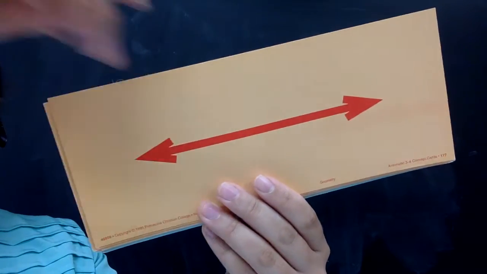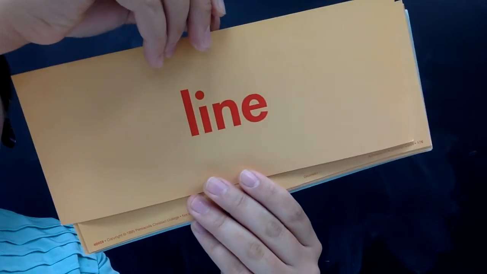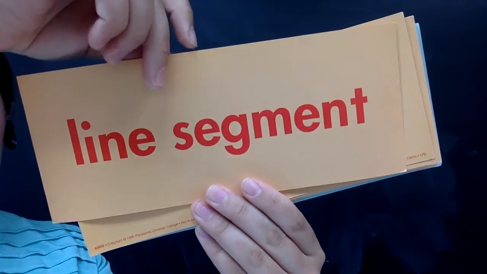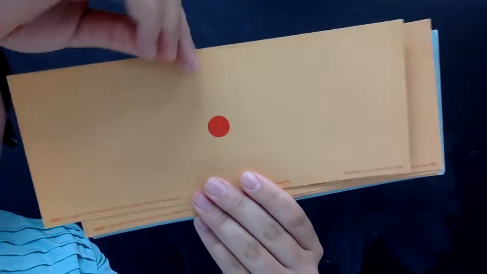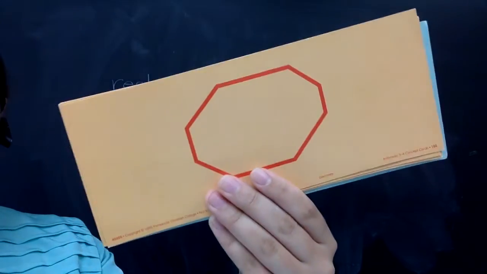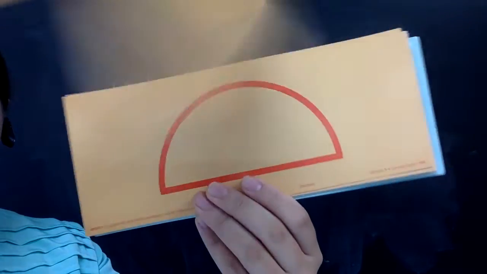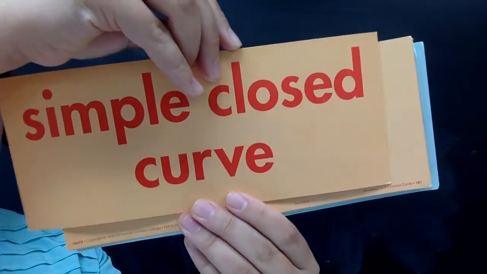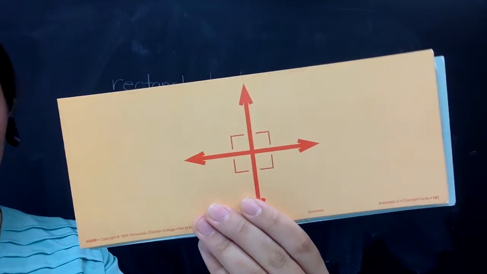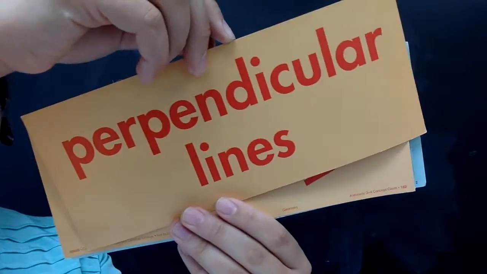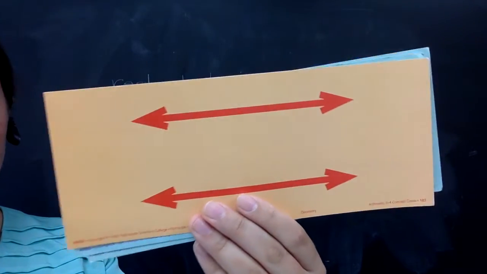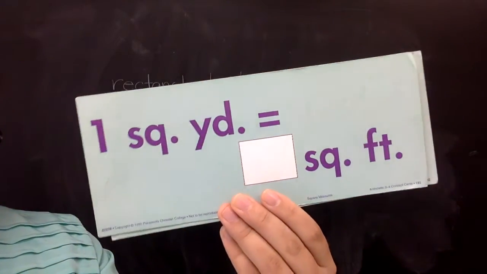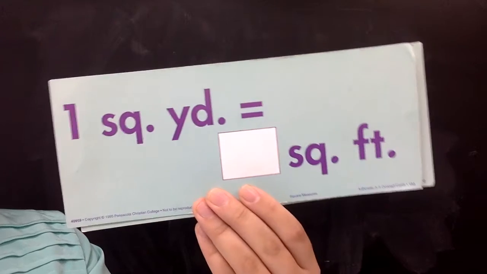ray, line, line segment, point, polygon, simple closed curve, perpendicular lines, parallel lines. Now, 1 square yard equals how many square feet?